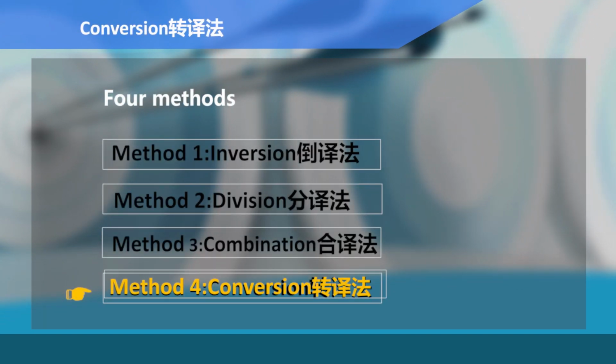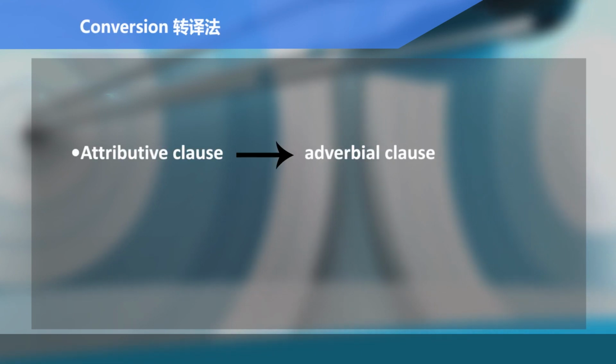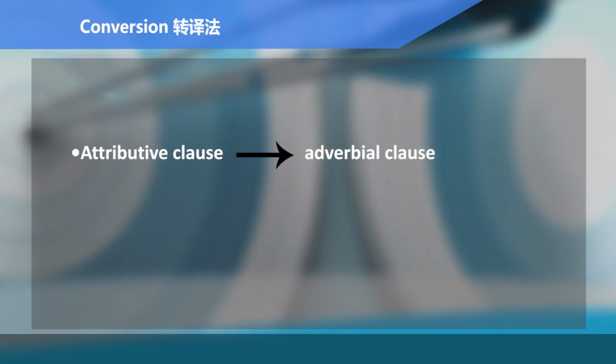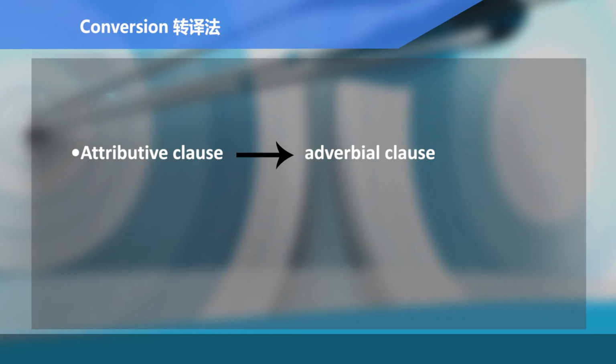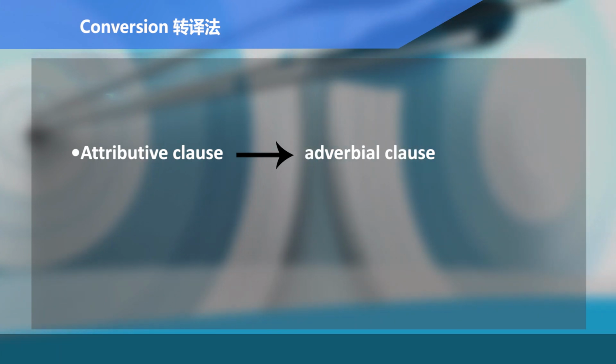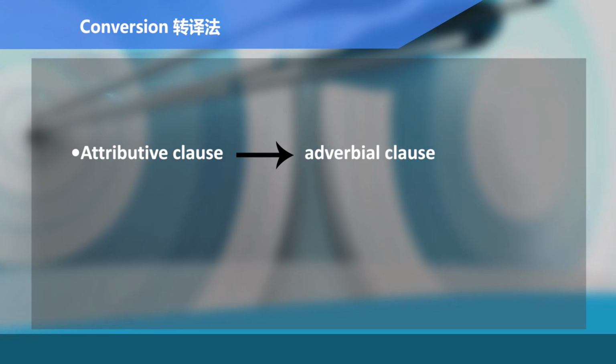Method 4, conversion. In EST, some attributive clauses may sometimes contain the meaning of such a logical relationship as reason, time, result, and condition, etc. These attributive clauses can be translated into Chinese by converting them into corresponding adverbial clauses. The method of conversion is adopted to convey the original meaning in the source text accurately.